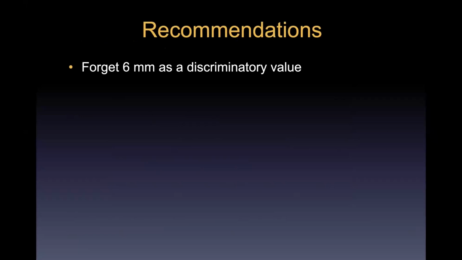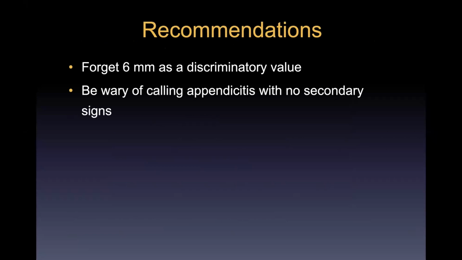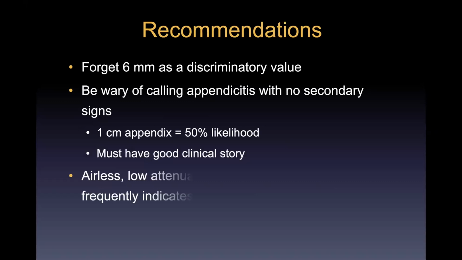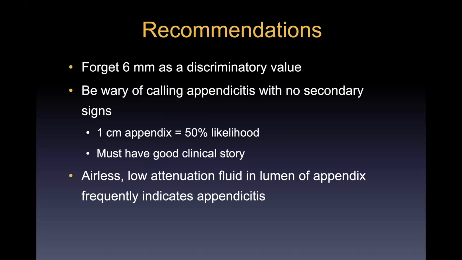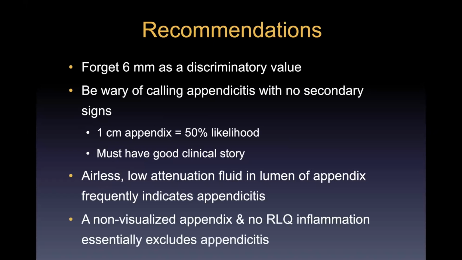So my summary recommendations: forget 6 millimeters as a discriminatory value. If you are going to use it, use it as a lower limit threshold. If it's lower than that, it is almost certainly normal. Be wary of calling appendicitis with no secondary signs. Remember, a 1 centimeter appendix with no other evidence of inflammation is just a 50-50 chance. It's a pretty equivocal scan, and they're going to have a good clinical story. Remember that sign of airless low attenuation fluid in the lumen. It frequently indicates early appendicitis.